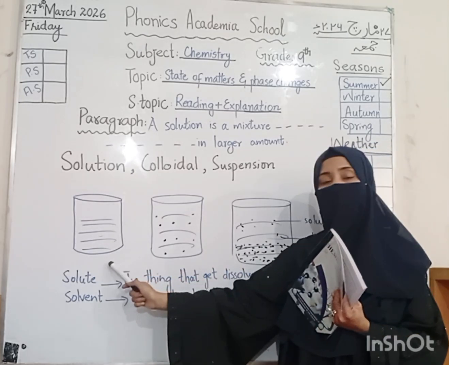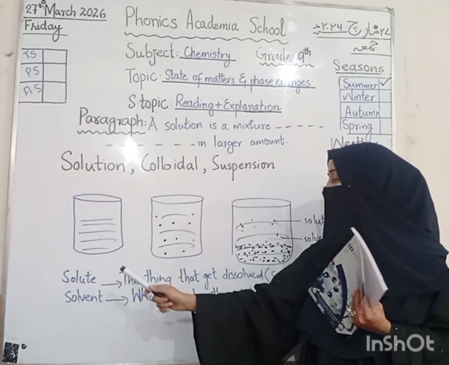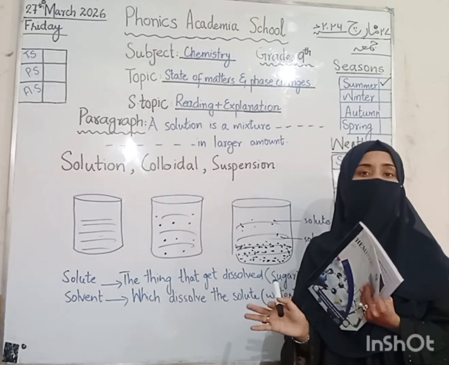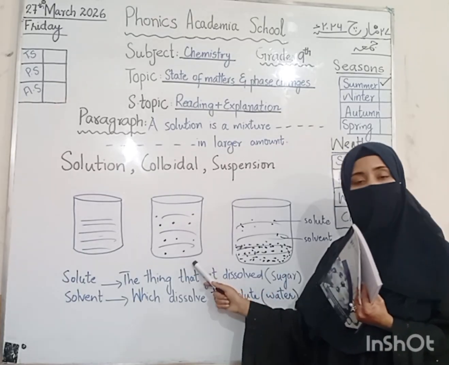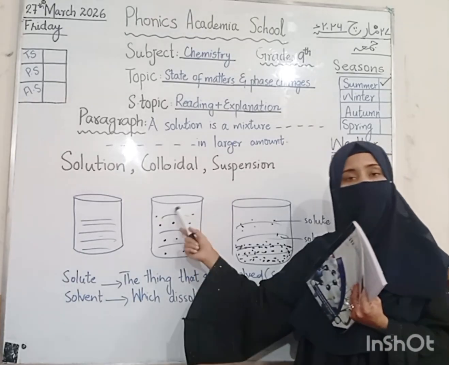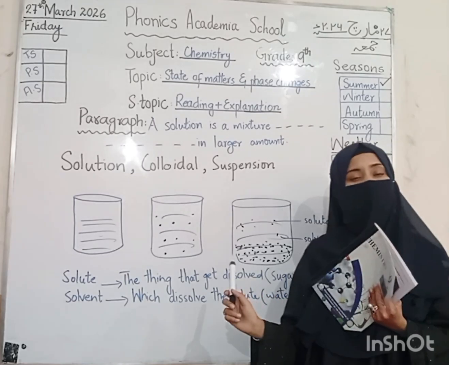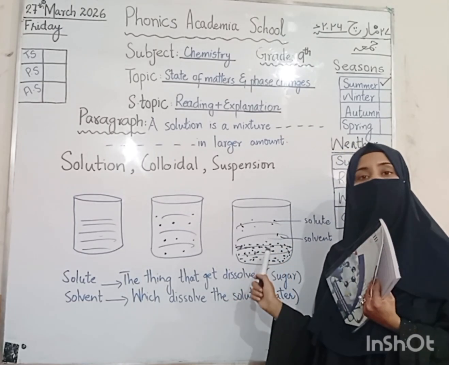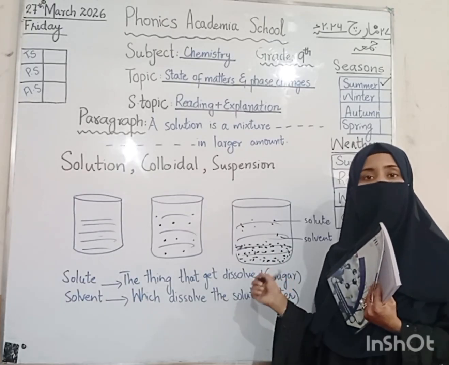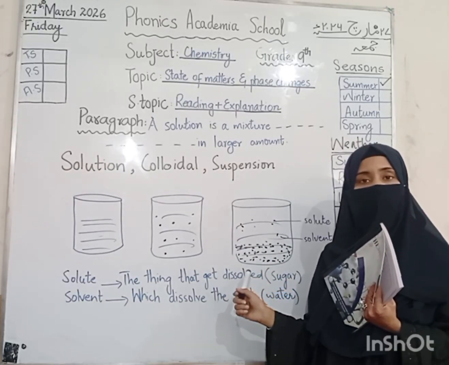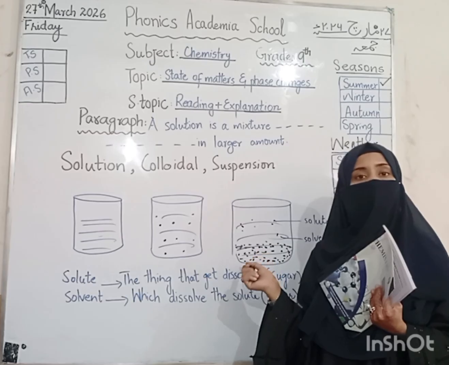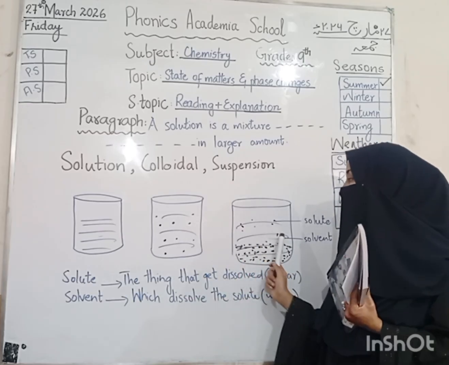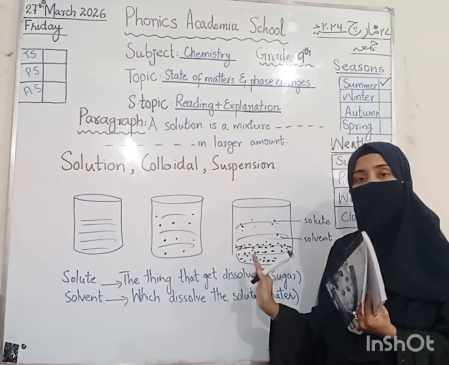In a true solution, the particles get properly dissolved, like sugar plus water. The starch solution is the example for a colloidal solution, and for suspension we have the sand in the glass of water. It will not get mixed and will settle down after some time at the bottom of the jar, and it will be seen on the filter paper when we filter the suspension. These are the three things that we are going to study today.